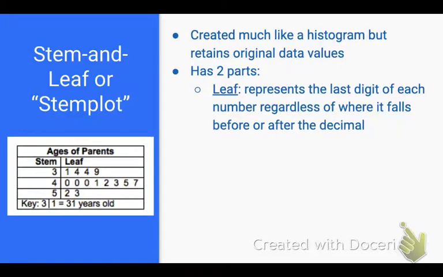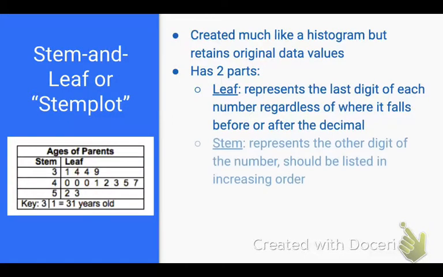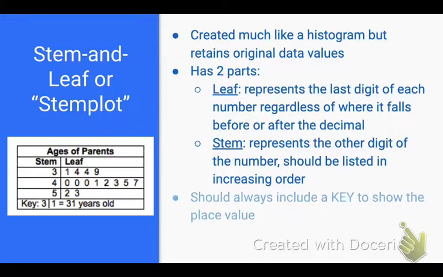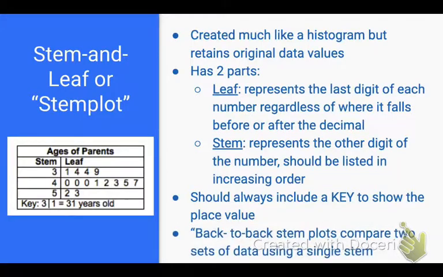So the leaf represents the last digit of each number, regardless of where it falls before or after the decimal. And the stem is the other digit of the number. And typically the stem and also the leaf are listed in increasing order. You do need to pay attention to the key at the bottom that shows you how to read each individual data point on the graph.